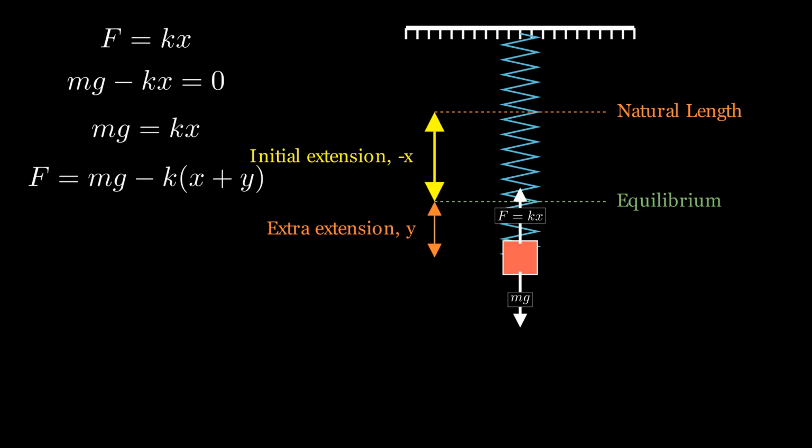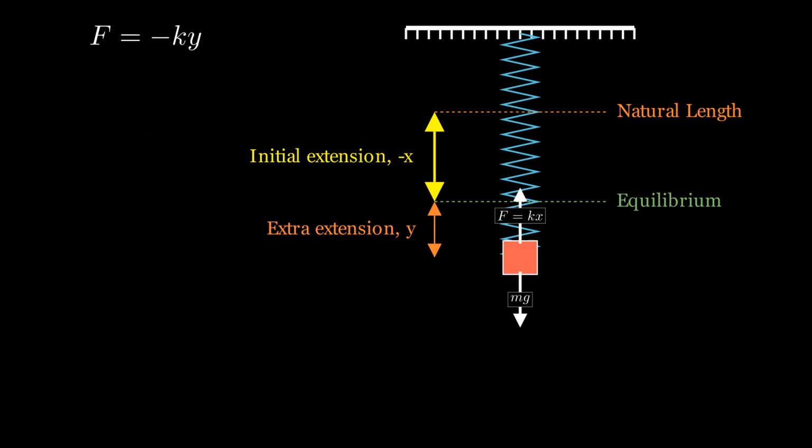Now if we look at the forces in our extra stretched position. Here the weight is the same but the spring force now is increased, as the extension has, so the resultant force F now equals mg minus k times x plus y. If we expand our brackets, we get that the resultant force equals mass times g minus kx minus ky. Earlier we established that kx equals mg, so they cancel out leaving us with F equals minus ky.